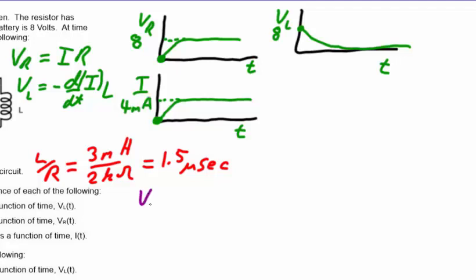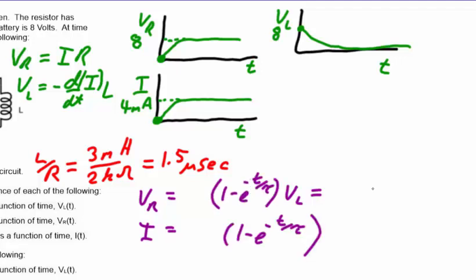In order to write the three equations for part C of the problem, we simply need to identify whether each curve is a saturating or a falling exponential, and then select the appropriate constants. The resistor has saturating exponentials for its voltage and current, and the inductor has a falling exponential for its voltage. Both of the voltage equations have an amplitude of 8 volts, and the current has an amplitude of 4 milliamps.